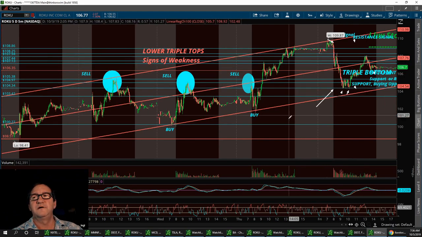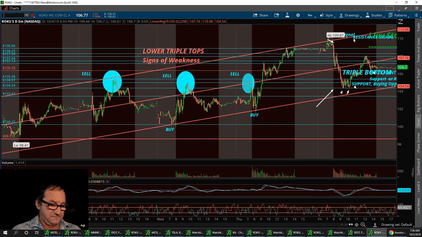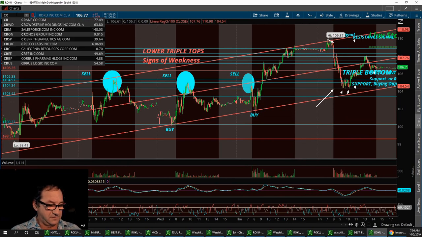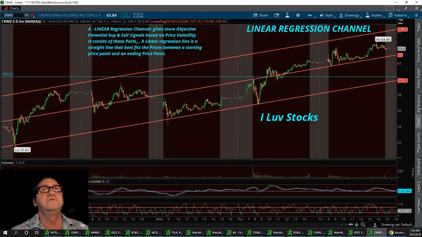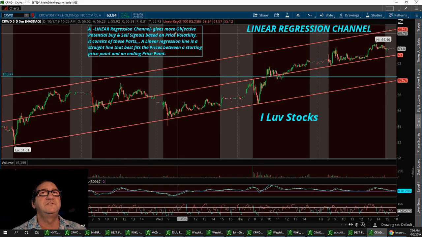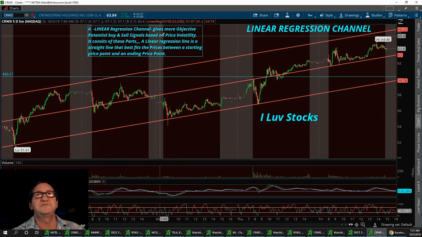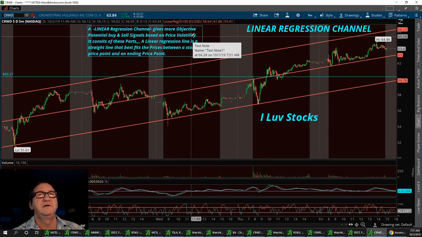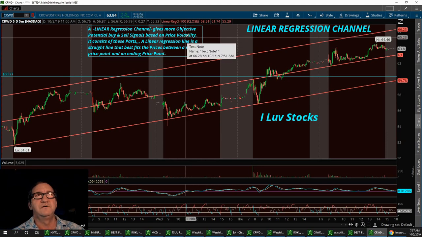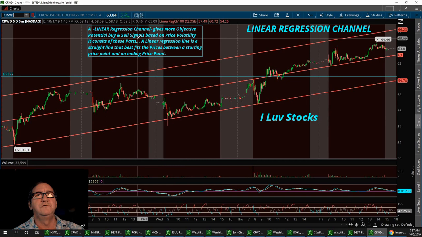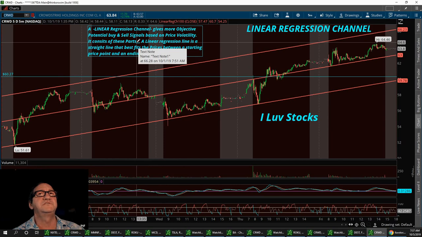So I think basically, like I said, we're going to do a recap on what this thing does. The definition of it, CRWD. We'll go back to the original one here. A linear regression channel gives you the objective, a potential buy and sell signals based on price volatility. That's why I like to use that time and sales tape, and also use the level 2. And I'm always looking at the news. You know, I heard Icon was kind of interested in ROKU, so that gave it a real bullish pattern on Thursday, and it started to run up.